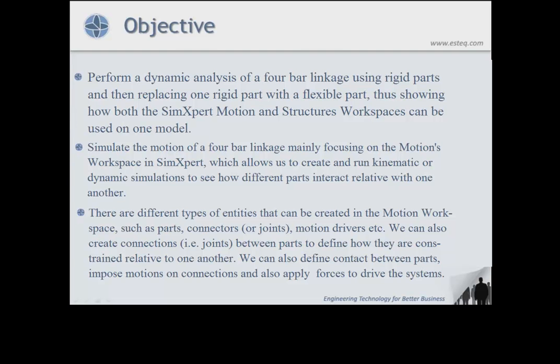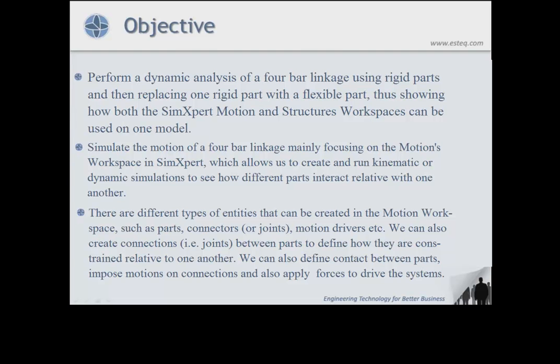used on one model. In this tutorial, we will simulate the motion of a 4-bar linkage, mainly focusing on Motions workspace in SimXpert, which allows us to create and run kinematic or dynamic simulations to see how different parts interact relative to one another. There are different types of entities that can be created in the Motions workspace, such as parts, connectors, motion drivers, etc.